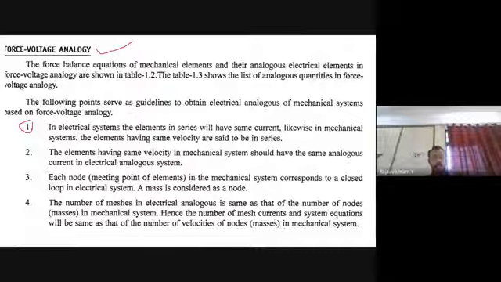And third one, node. What is my node? You have studied the node and mesh, node analysis as well as mesh analysis in circuit theory. So node means the meeting point of the element in mechanical system, which corresponds to the closed loop in the electrical system. You remember that node means in mechanical system it is a M. M represents the node. We targeted only the mass. What are all the elements connected to the mass? The M is considered as a node.